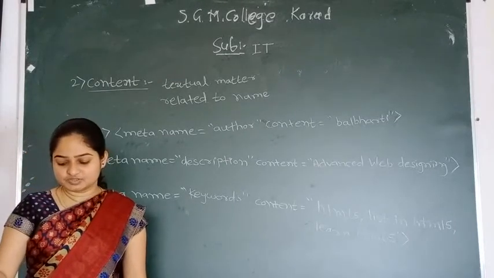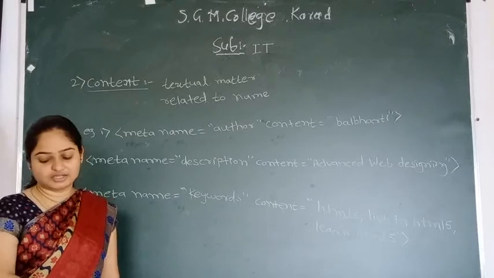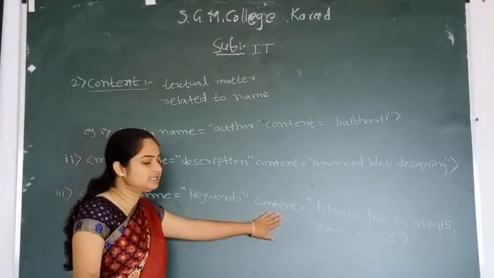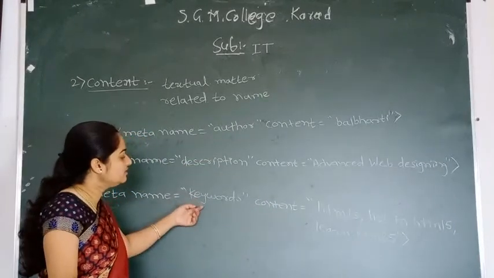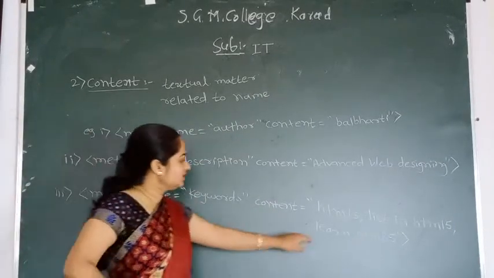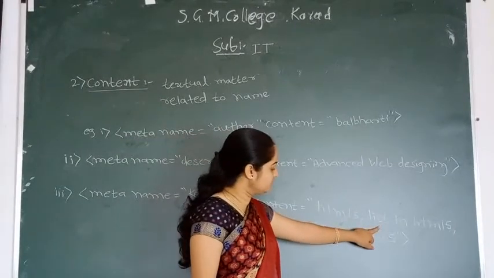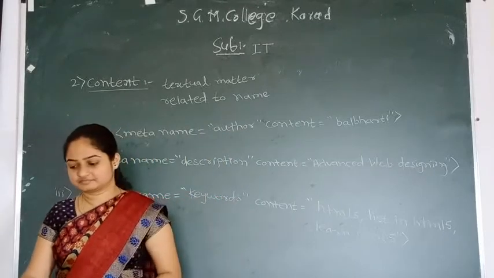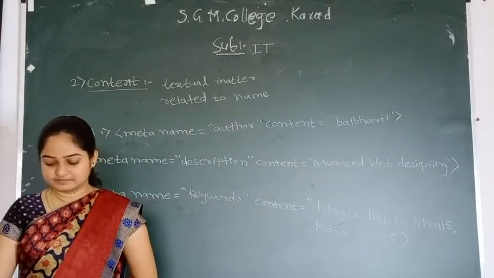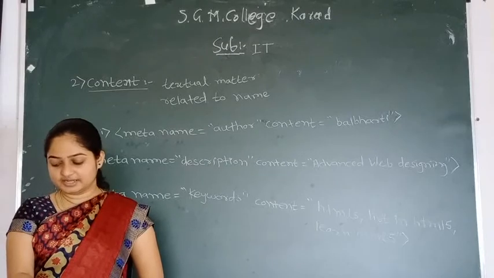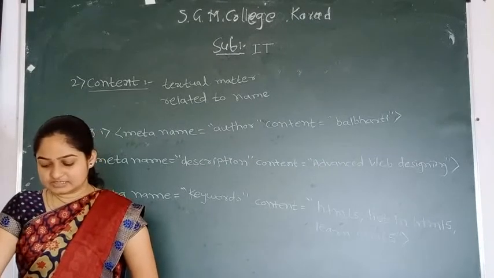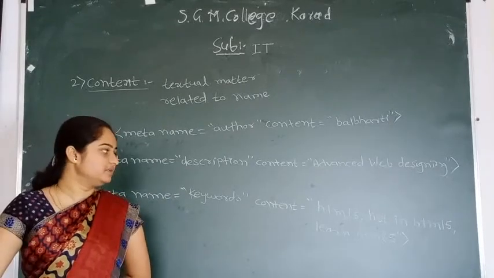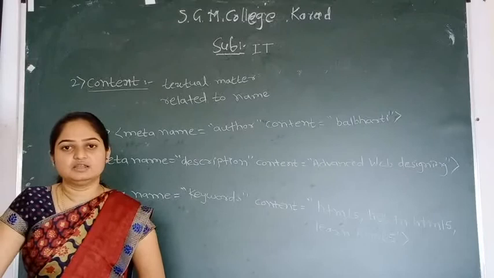This line shows here the value of the content attribute. The value of the content attribute is given as keywords like HTML5, listing HTML5 and learn HTML5.